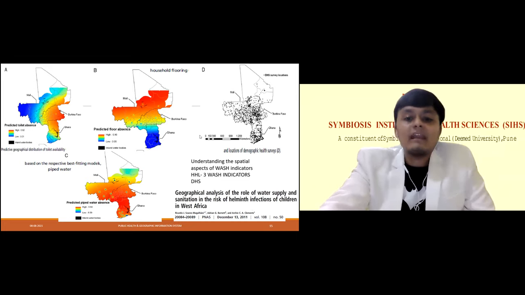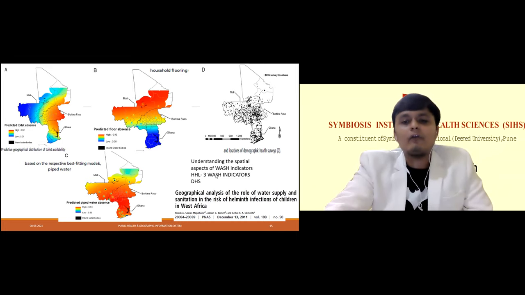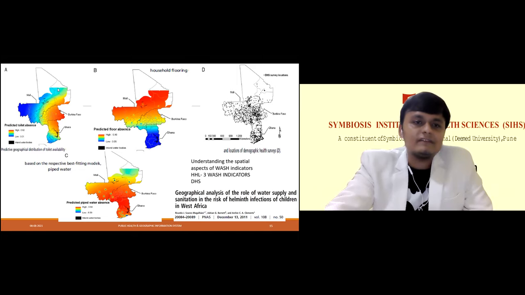So they have taken household level data of three WASH indicators. One is either absence or presence of a toilet. The second indicator which they have chosen was absence or presence of a floor. And the third, which is the most important one, is whether piped water supply is present or absent. All this data was recruited from the DHS, that is the Demographic and Health Survey. So what is a raster cell? As I have already talked before, raster cells are the different color pattern as you have seen in the map.